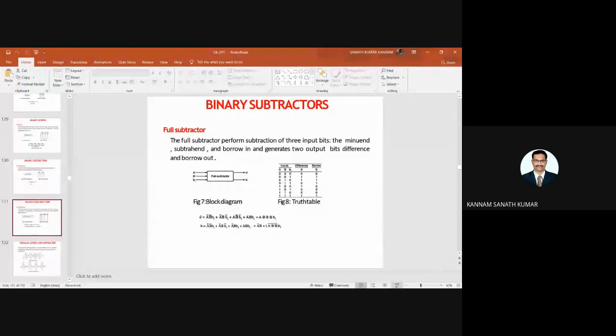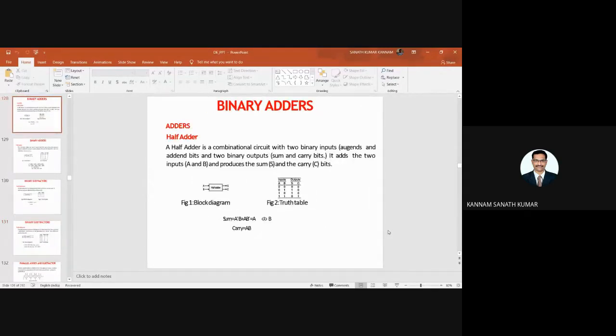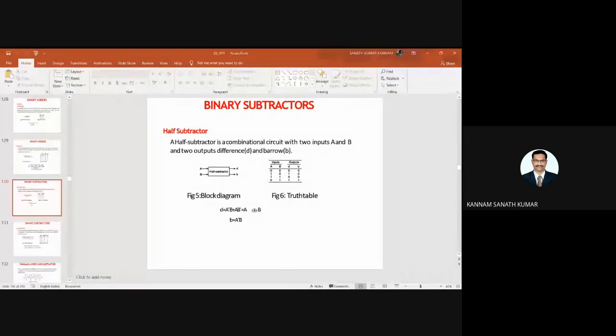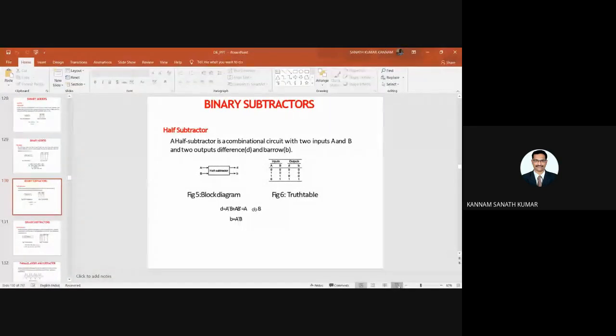In the last class, we saw the half adder and full adder. In this class, we'll see the subtractor. In the subtractor, you have the half subtractor and the full subtractor.